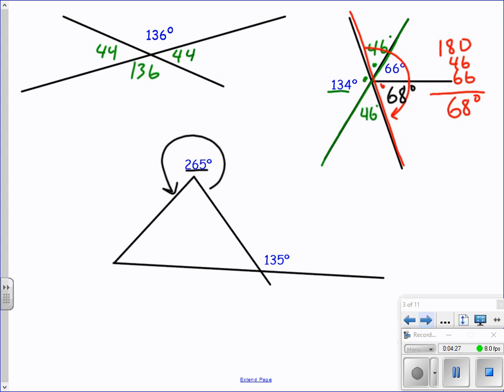So 265, if we take 360, subtract 265, leaves us with 95 degrees. That's got to be this inside angle.